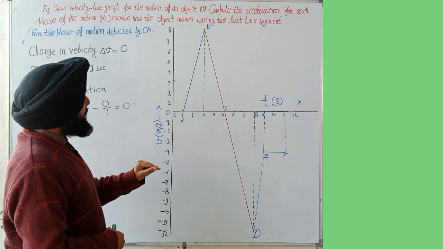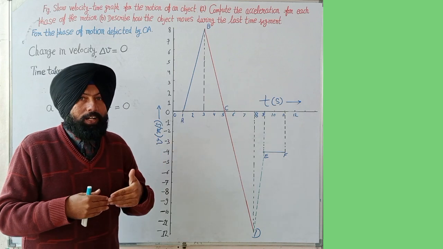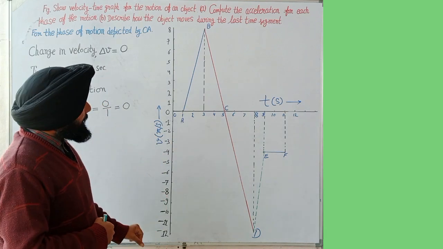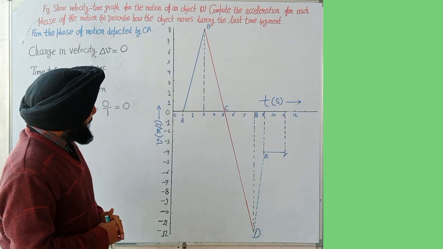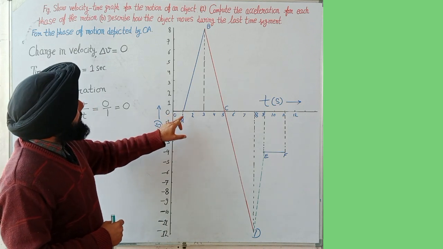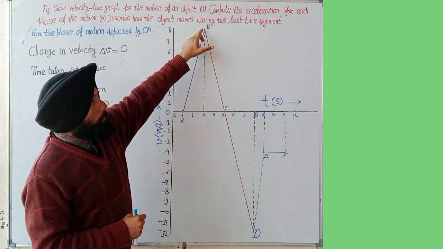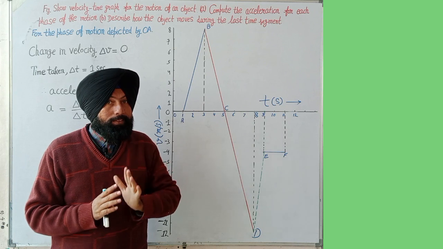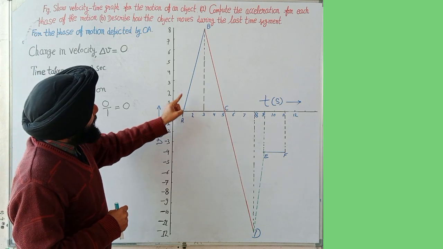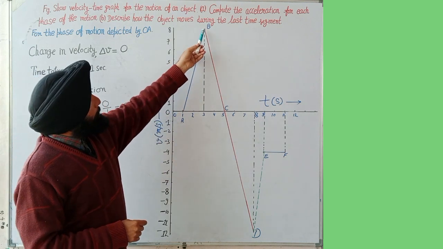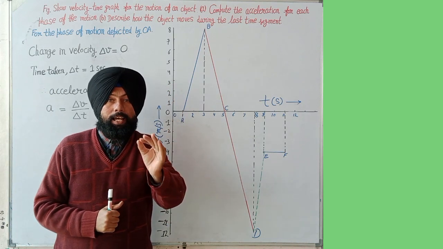Now students, we will discuss what our acceleration is for the phase A to B. Now from A to B, the change in velocity is from 0 to 8 meter per second. We will calculate it. And from A to B, what is the time? I have marked it by a dotted line and it meets at 3 seconds.